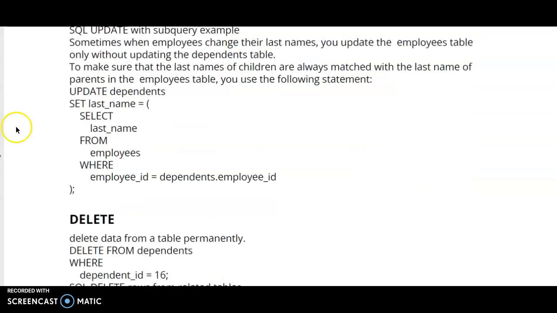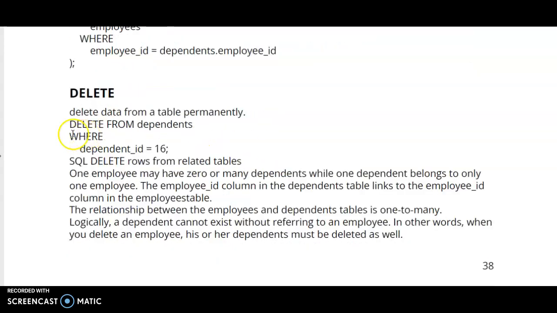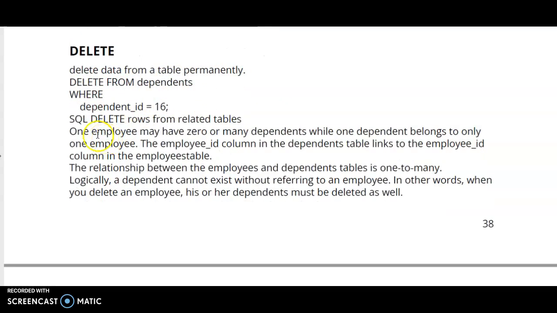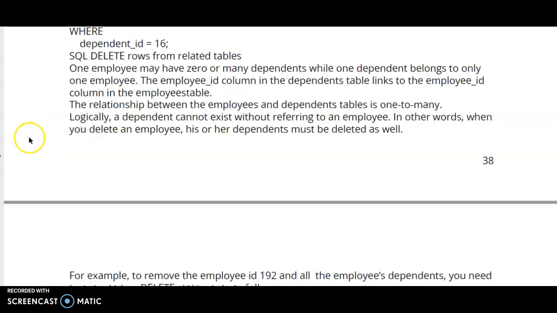Okay, we check the query. Update dependents set last name equal to select last name from employees where employee ID is equal to dependents.employee ID. Okay, we will update that last name using the subquery. Next is delete. Delete data from the table permanently. Delete from dependents where dependent ID is equal to 16. Second, delete rows from the related tables.